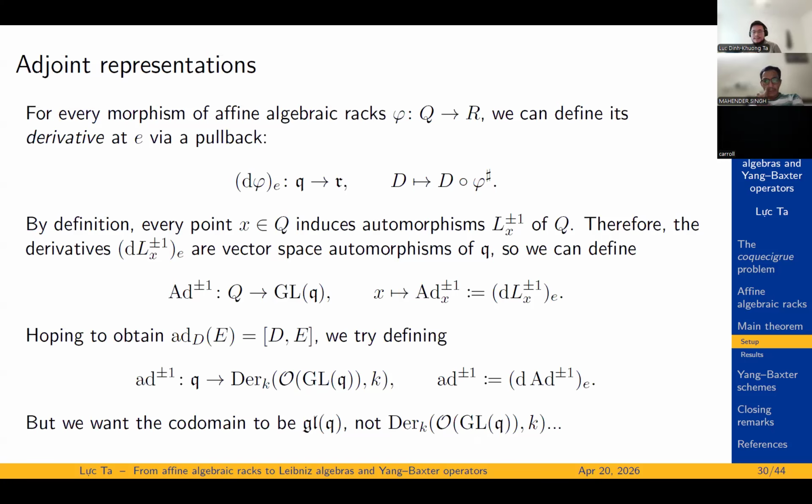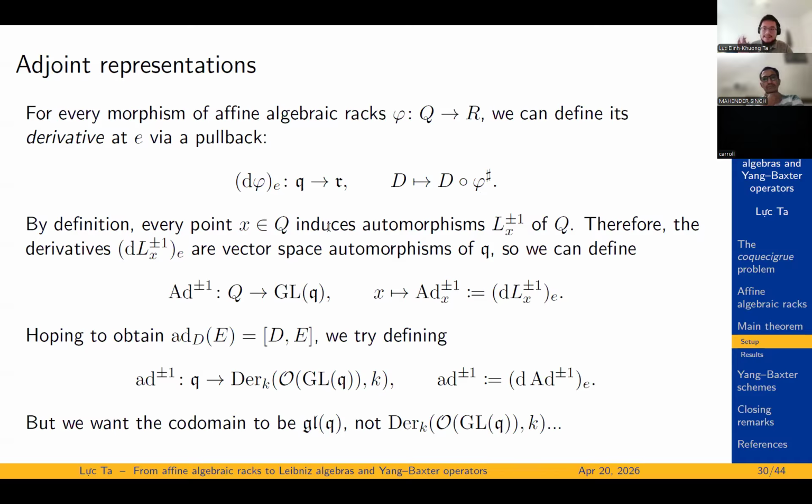All right, so those are nice formulas, but if we want to get the theorem to work, then we need to be able to describe these formulas in a few different ways. In particular, we can try to mimic the construction of the functor from affine algebraic groups to Lie algebras, and that's by looking at the so-called adjoint representations. Because of all the axioms that we had on the unit E, for each morphism of affine algebraic racks, in other words a morphism of schemes that's compatible with the rack operations, we can look at its derivative at the identity, which is just given by a pullback.